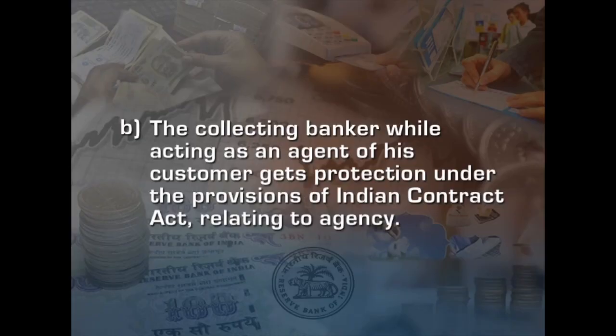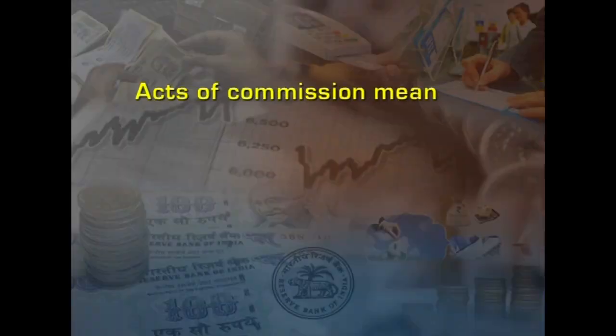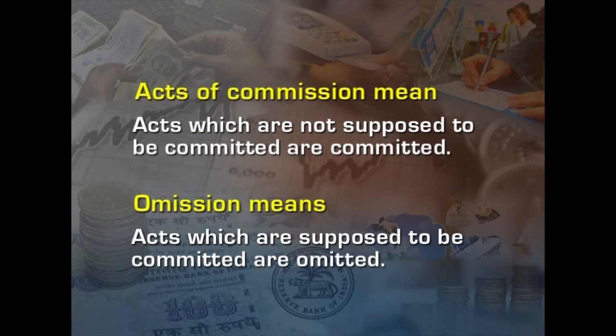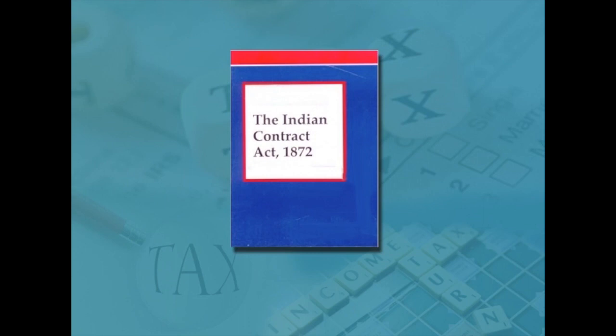B. The collecting banker, while acting as an agent of his customer, gets protection under the provisions of the Indian Contract Act relating to agency. He is responsible to his customers for all his acts of commission, omission, or mistakes. Acts of commission mean acts which are not supposed to be committed but are committed, and omission means acts which are supposed to be committed but are omitted. Mistakes could be of varied nature, including bilateral and unilateral mistakes, as contemplated under the Indian Contract Act.